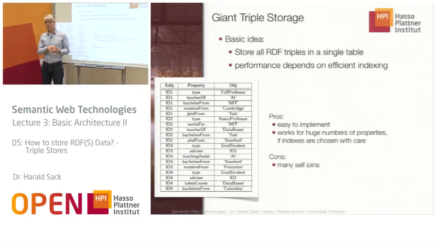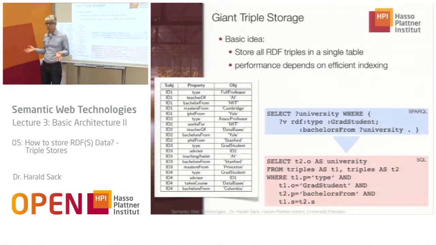But of course, to access this, the problem is, you have to do lots of self-joins on that relational database table. And also for that reason, your indices have to be chosen with care to enable efficient computation inside a giant triple store. So, for example, what we have to do now is translate a SPARQL query into SQL. And as you can see here, it is pretty simple. Here, we want to select universities where we have grad students that have bachelors from the same university. So this is quite simple, and we can select this, of course, in SQL.